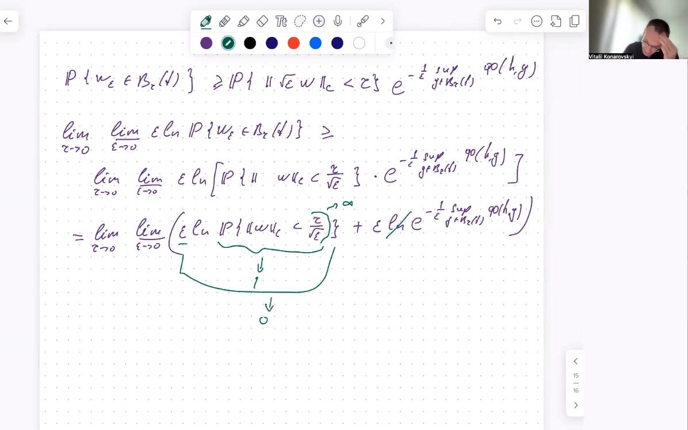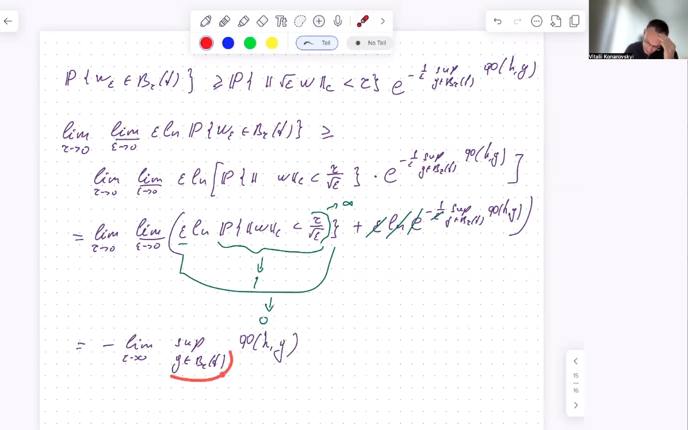But in this term, the logarithm and expectation disappear, and epsilon also disappears. So therefore, I can move the minus outside. You can see the limit as r goes to 0 of the supremum over g belonging to B_r(f) of the function phi of h comma g. Let's note that you take the supremum of a function which is continuous with respect to the second slot, over the ball, and then you make the radius of the ball go to 0. So it is not complicated to see that this limit is exactly minus phi of h comma f.